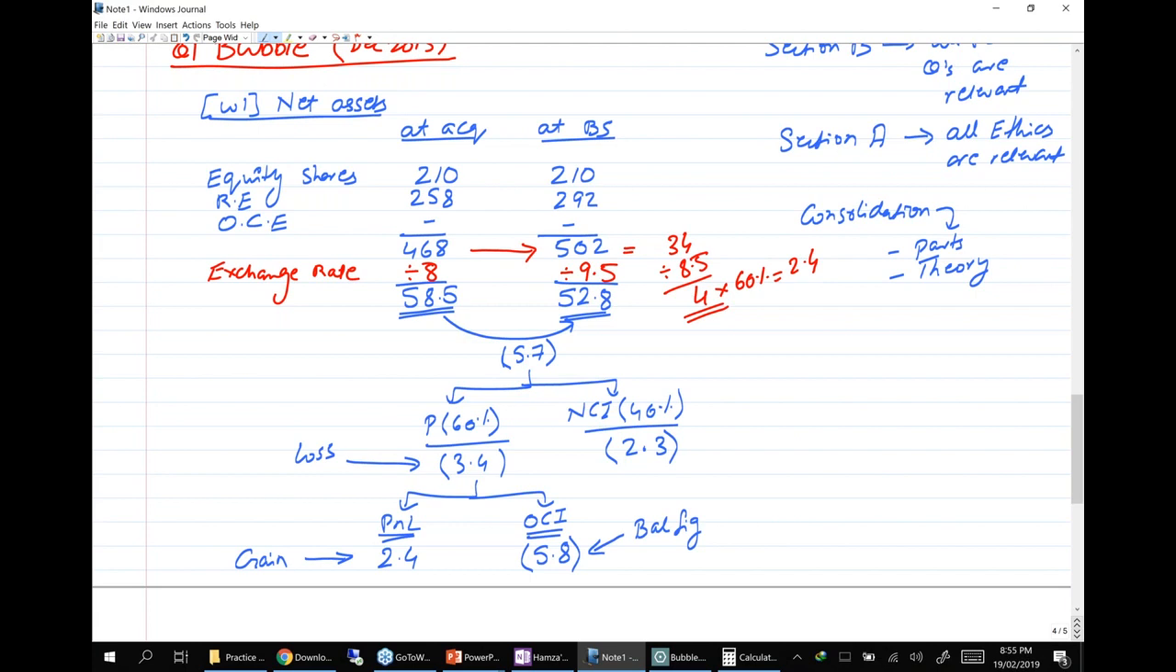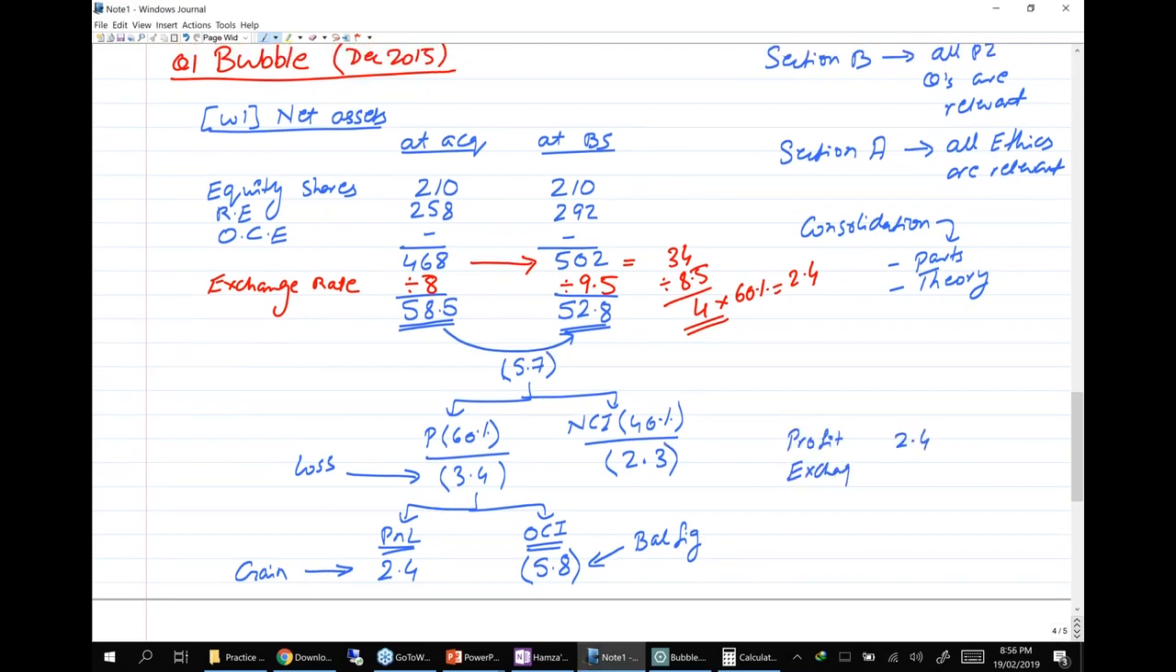Ryan is saying how 5.8. Ryan, check this out. The profit is 2.4 and we are going to calculate the exchange impact and the total is negative 3.4. So what should be the exchange gain or loss to get negative 3.4?